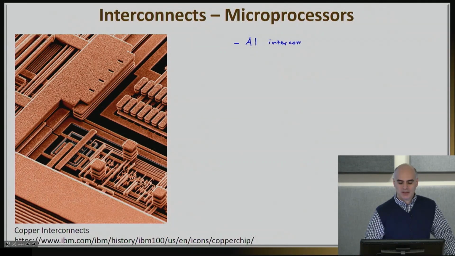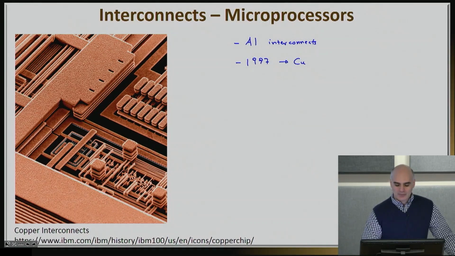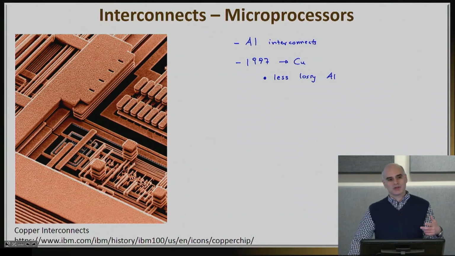Now, as you may know, for many, many decades, we had aluminum interconnects, basically up to about 20 years ago. But 20 years ago, there was a revolution, and specifically in 1997, for the first time in industry, we were able to have copper interconnects, and that picture shows that. Now, you may wonder, why did we do that? Well, there are lots of reasons. Copper is less lossy than aluminum. It's simply more conductive.